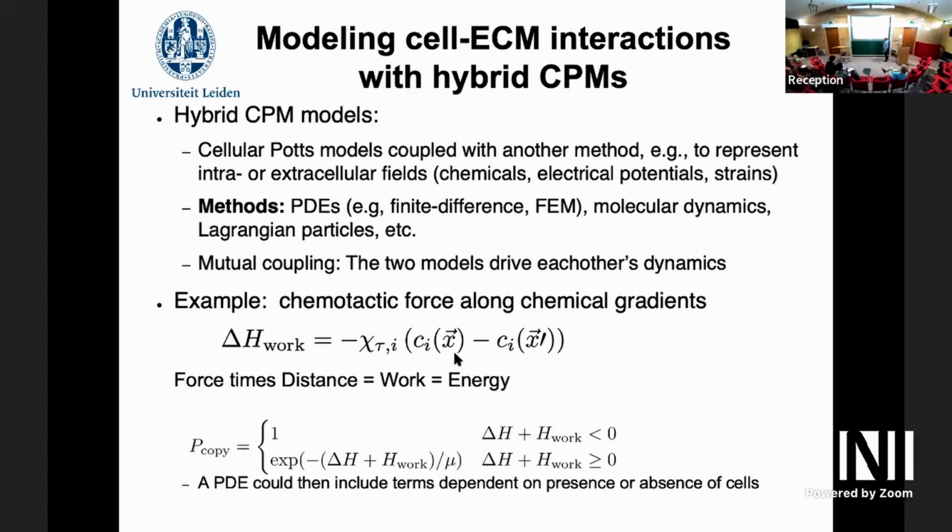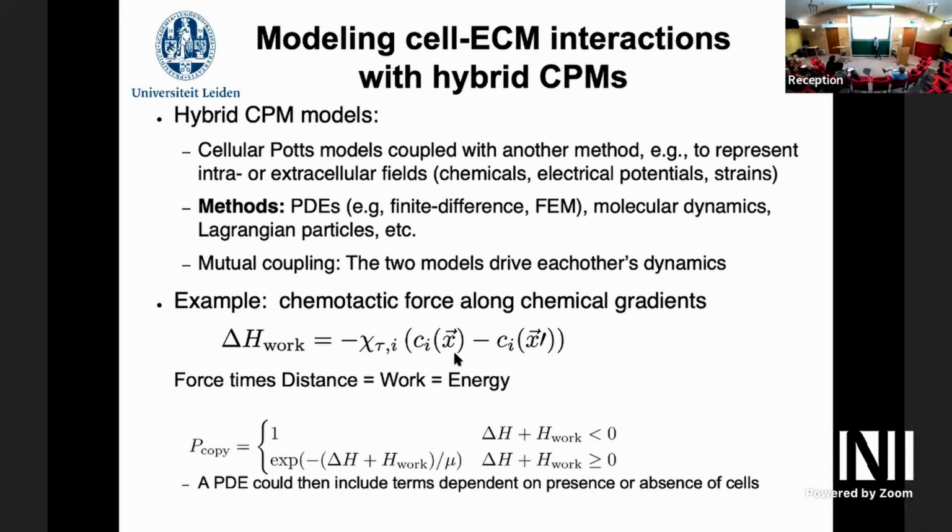We use PDEs, molecular dynamics, some other particles. But the essence of that is there's a mutual coupling between them. So the cellular Potts model is going to respond to the field. For example, if there's some PDE describing a chemical gradient, then the cellular Potts cell might respond to that by moving preferentially in that direction. But also, the PDE should be dependent on the cellular Potts model. So, for example, we have some extra source terms at the place where you have a cell in the cellular Potts model. So there's really mutual interaction between them.